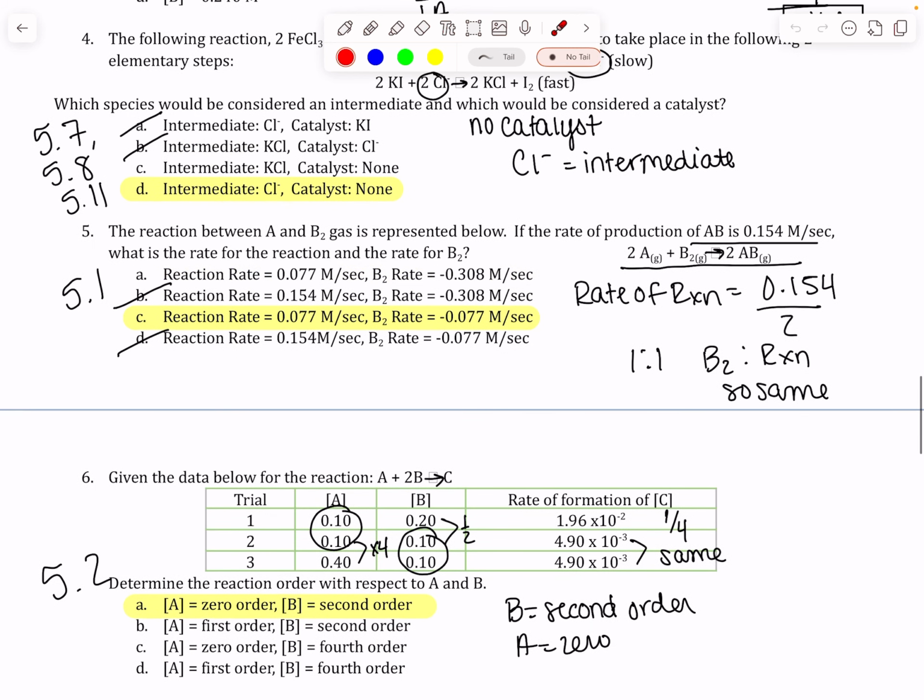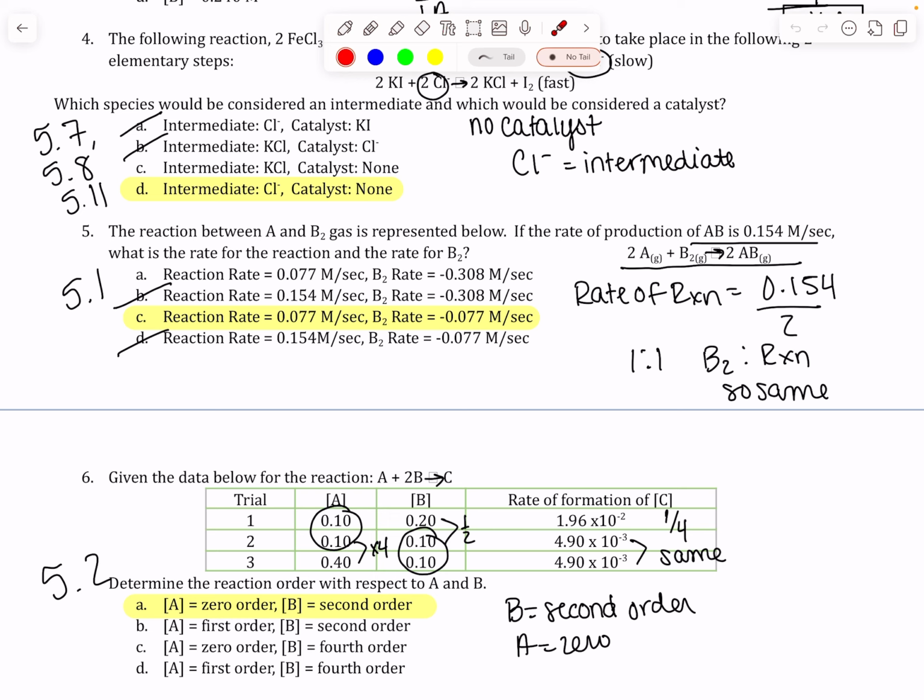Number 5, this goes back to 5.1 again, kind of going back to basics, making sure you still remember how to do this. So this says that the reaction between A and B gas is represented below. So we got this right here. If the rate of production of AB is 0.154, what is the rate for the reaction and the rate for the B? So again, back to basics.